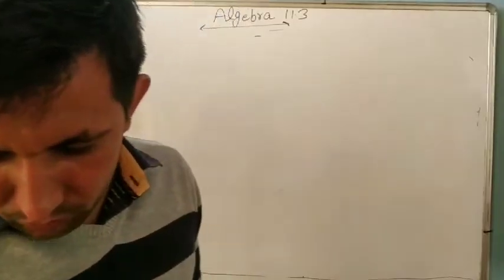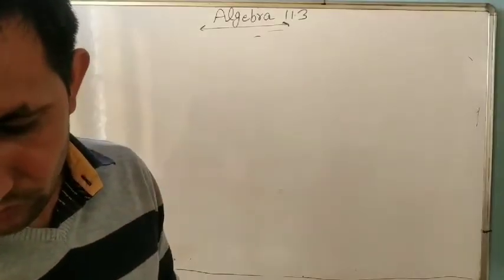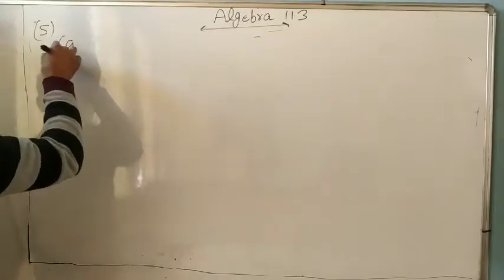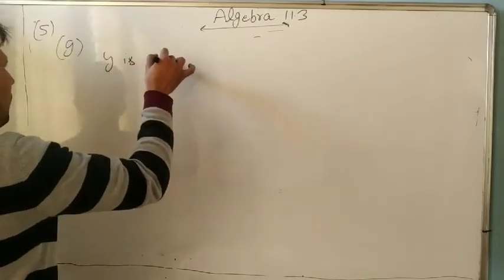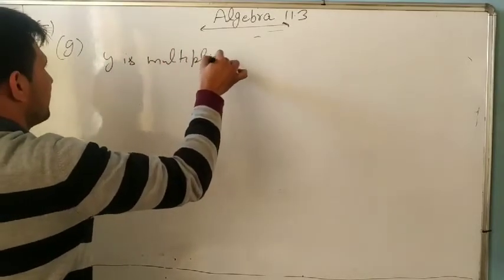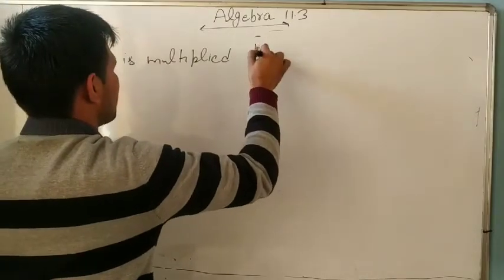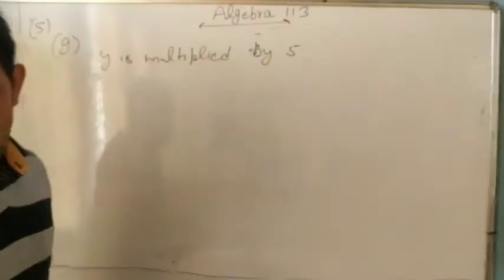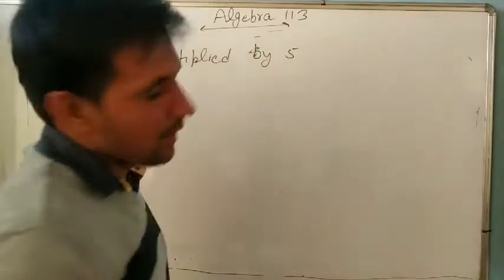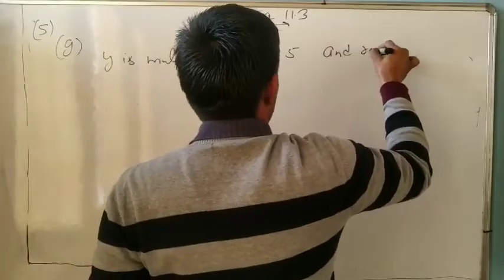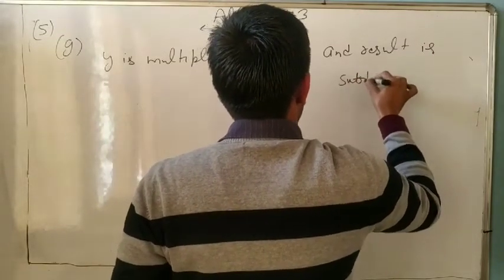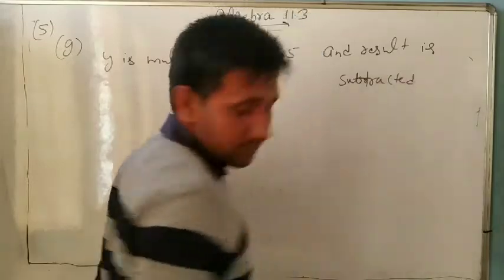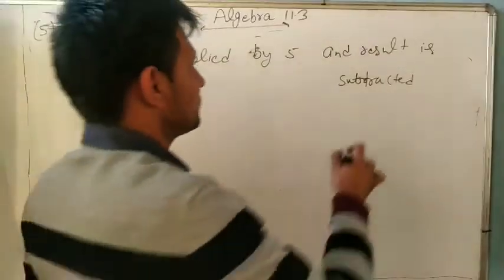Next, which one? Any part you want to ask? Suppose G part we are using. Okay, G is y is multiplied by 5, and result is subtracted from 16.